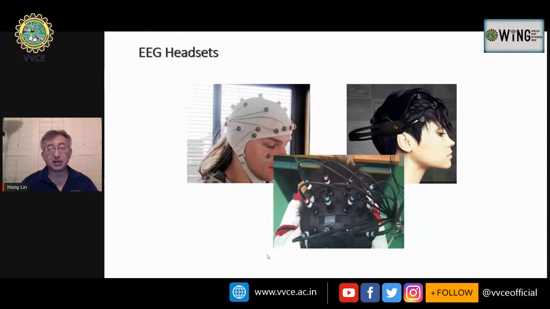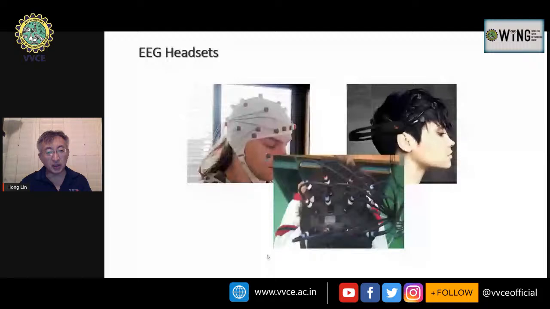The one on the upper right is called Emotiv. That one has a smaller number of channels, but it still collects very good quality data, and it is more lightweight and portable. And there are also some even simpler EEG devices. I'm going to show some of them in a minute. So depending on the EEG equipment, the collected data could be very different.